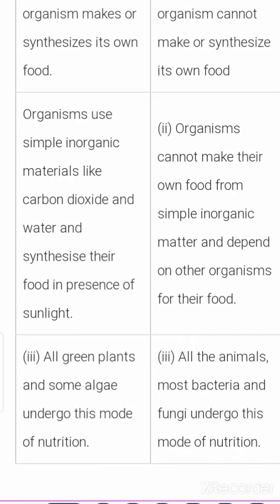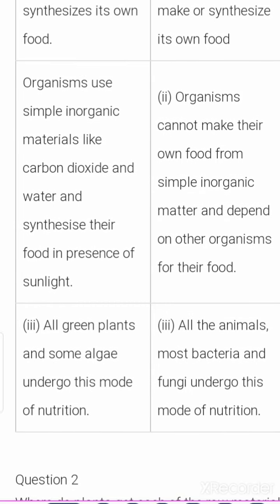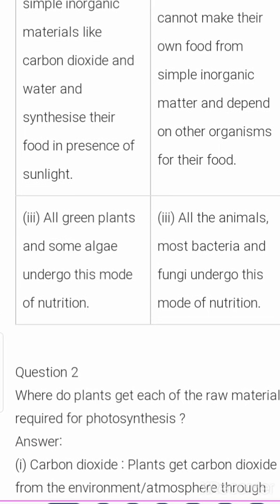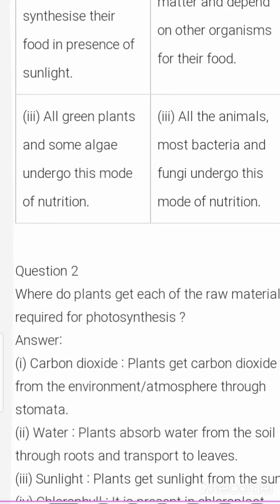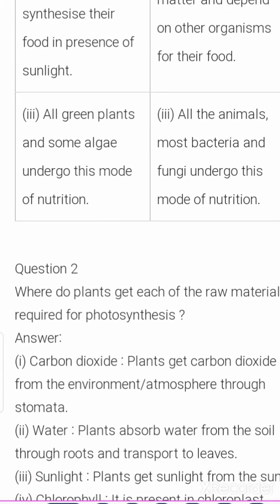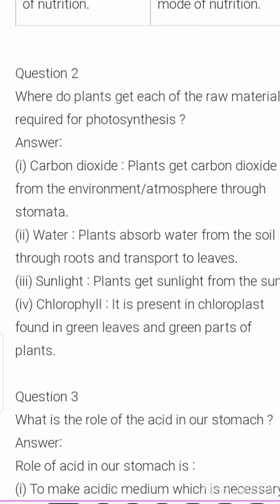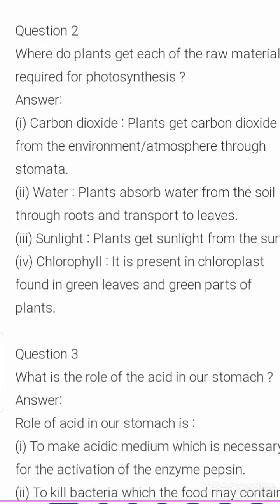But if we discuss heterotrophic organisms, they cannot make their own food, so there is no need of anything for synthesis of food. Now all the green plants and some blue green algae come under the autotrophic mode of nutrition. But in the case of heterotrophic, all the animals, microorganisms, bacteria and fungi come under the heterotrophic mode of nutrition.